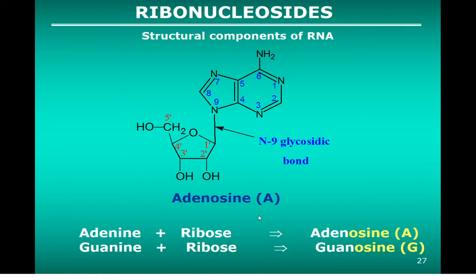So for purine nitrogenous bases, the suffix is osine when it's bonded to the sugar. So adenine with ribose is adenosine, and guanine with ribose is guanosine. A or G for short. This is the RNA structural unit.